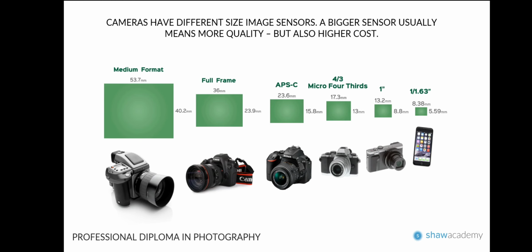Full frame cameras, these are 35mm sensors. Now that means 35mm across, going from the diagonal. This would be considered the standard because it was the standard film size. 35mm film, 35mm sensor. This is considered full frame. Then we've got APS-C sensors. These are in kind of more entry-level cameras.